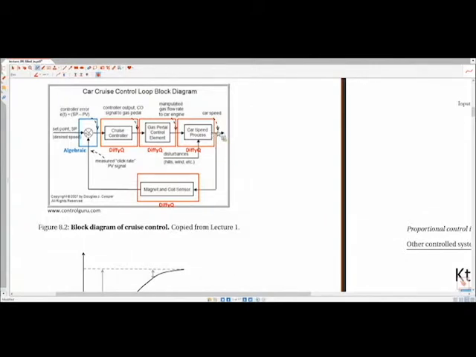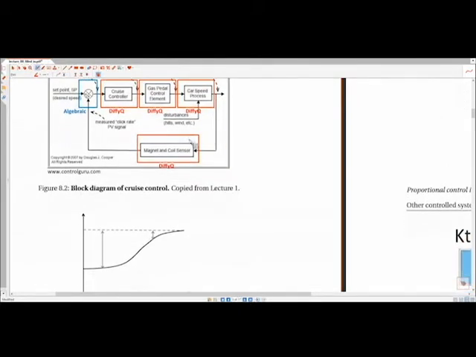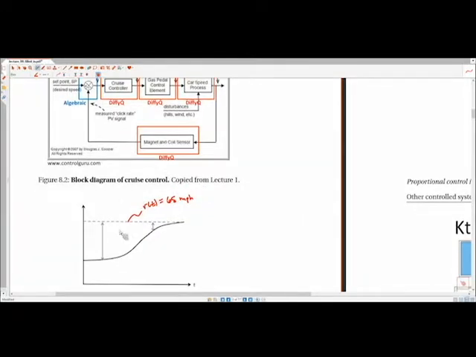So you may notice that if you're going along flat ground and all of a sudden you hit a hill, you transiently slow down a little bit. And so this value of speed is below the set point. So if this is R of t, this is 65 miles per hour. And this is your actual speed because you got knocked off your set point by hitting a hill.